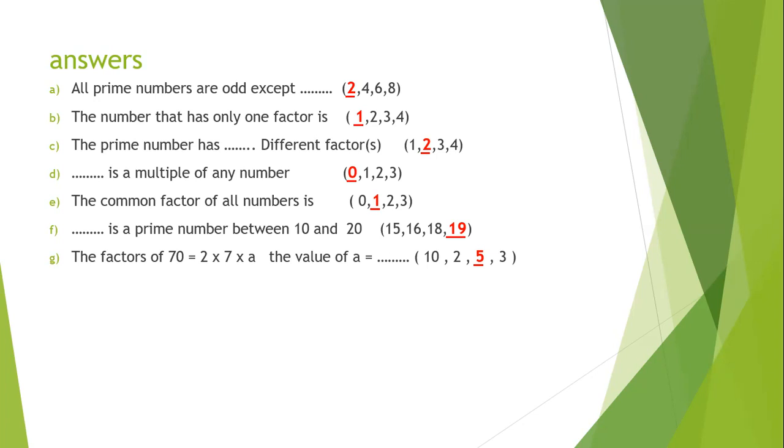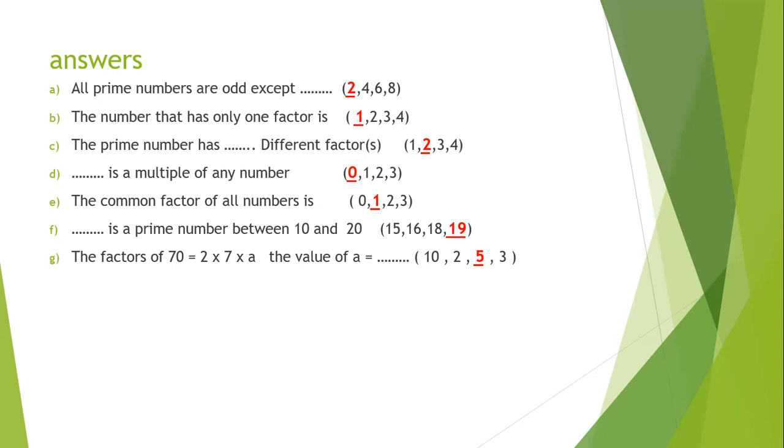Number F, what is the prime number between 10 and 20? It will be 19. 15 is an odd number, but it's not a prime number because I can get it by multiplying 3 by 5. 16 is not a prime number, it's even. 18 also is even, it's not a prime number. 19 is a prime number, I can get it by multiplying 1 by 19. It has only 2 factors, 1 and 19 itself.